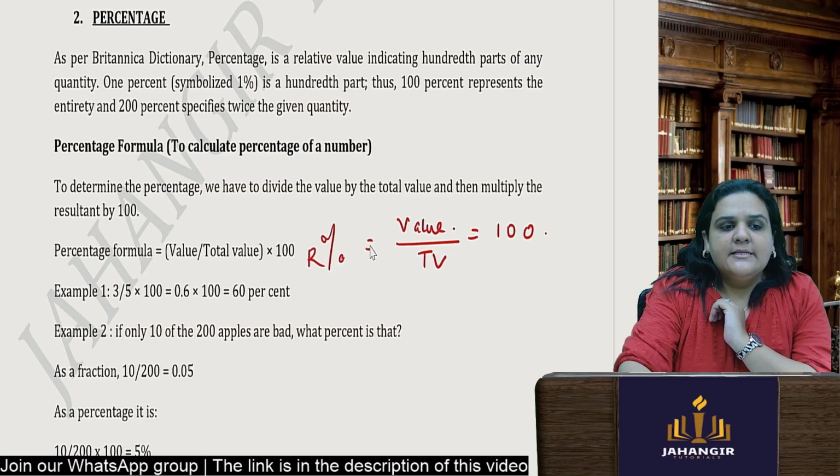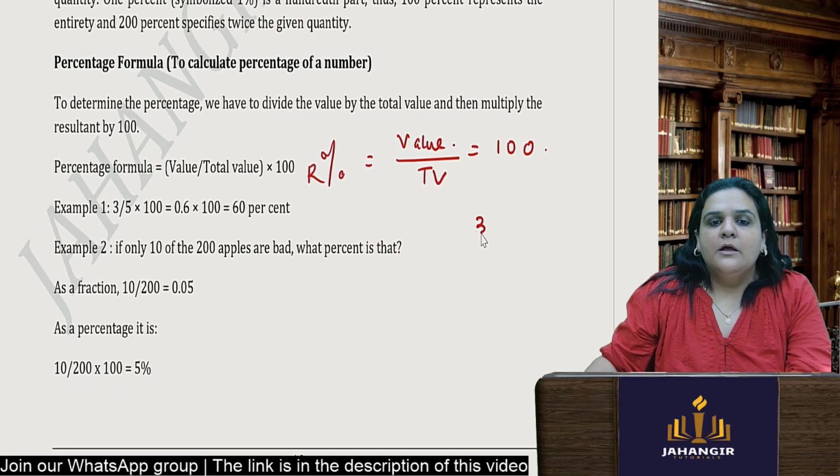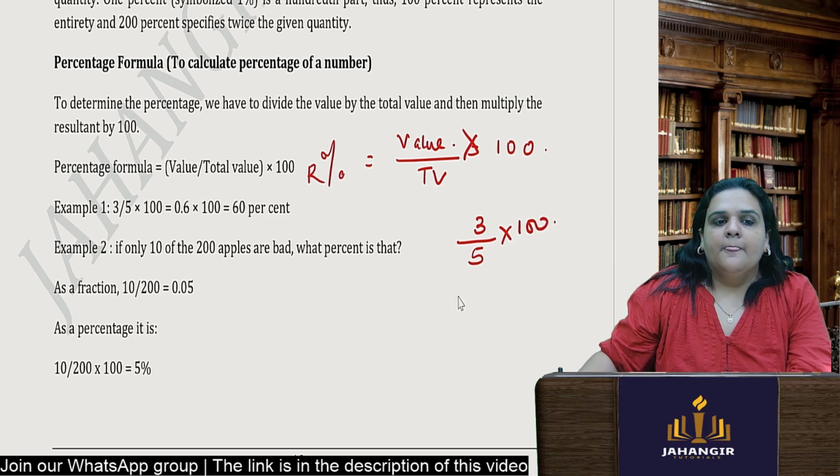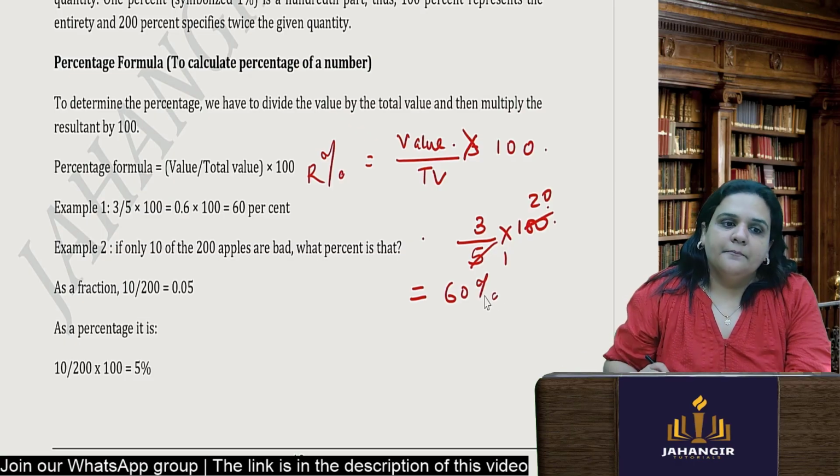Say in this example, I want to know the percentage of the value 3 over the value 5. Sorry, this is a multiplication sign. So I am going to get 60%: 5 ones are 5, 5 twenties are 100, so 3 into 20 is 60%.